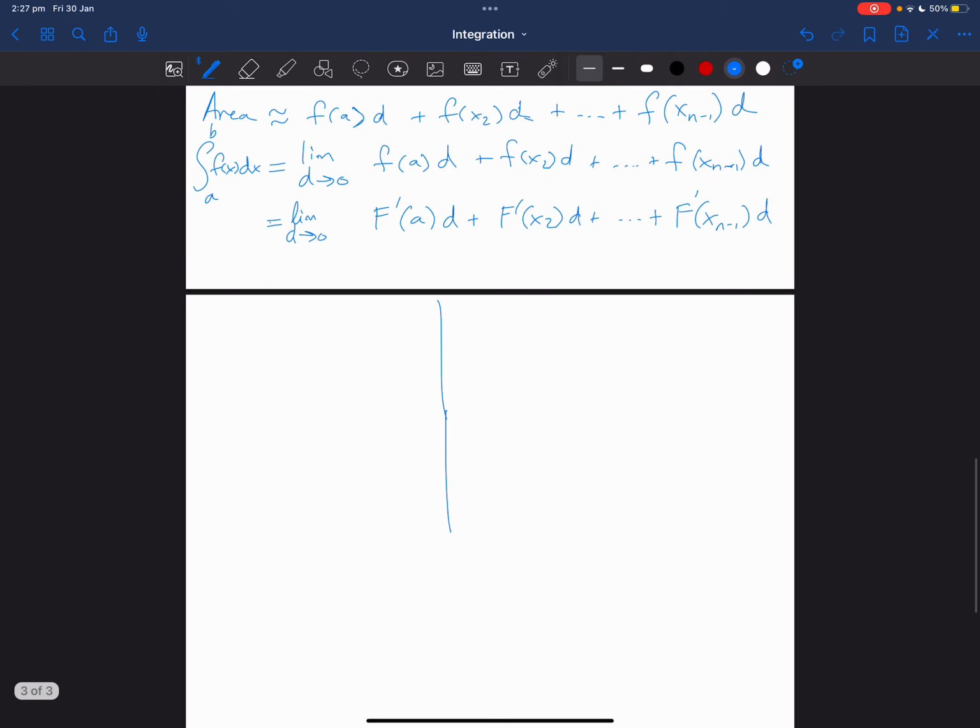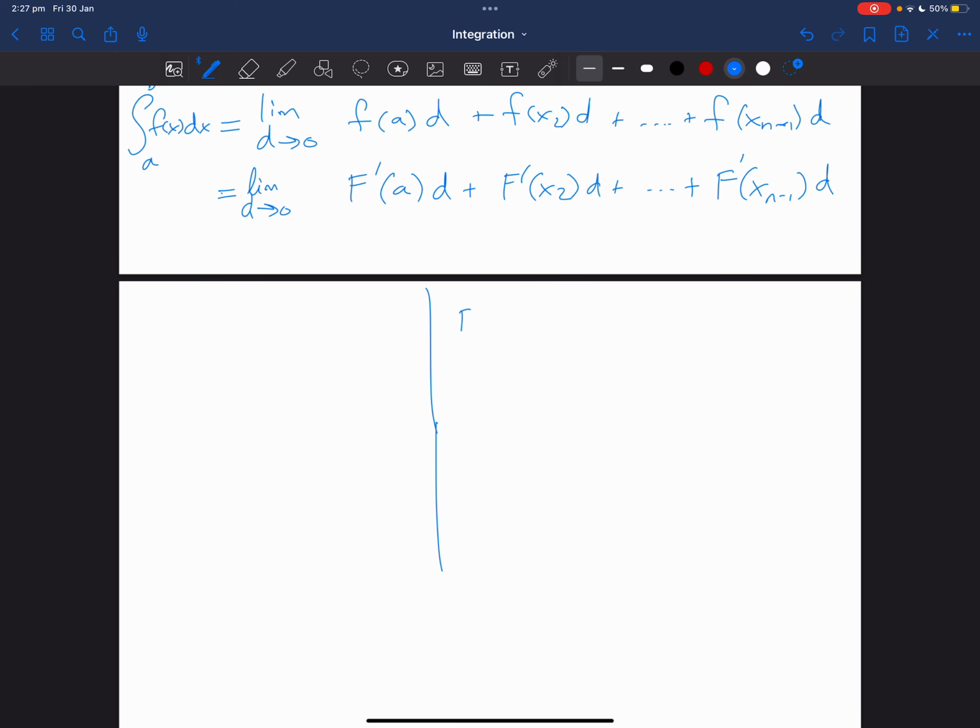first principles tells us that the definition of the derivative of a function is the limit as h goes to 0 of f(x plus h) minus f(x) over h. Now obviously it's irrelevant what letter we use here, right? Here, here, and here. We could have as easily used d. d goes to 0 over d.